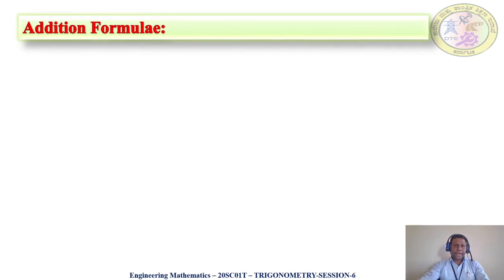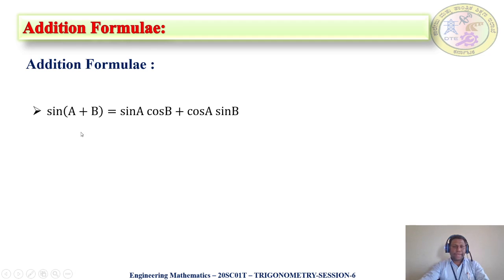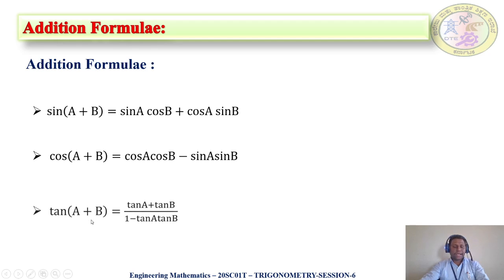Then in these compound angles, we are going to discuss the addition formulae and subtraction formulae. There are three important addition formulas. First is sin of A plus B is equal to sin A cos B plus cos A sin B. Second one is cos of A plus B is equal to cos A cos B minus sin A sin B. Then another one is tan of A plus B is equal to tan A plus tan B by 1 minus tan A tan B. So these three are called addition formulae.